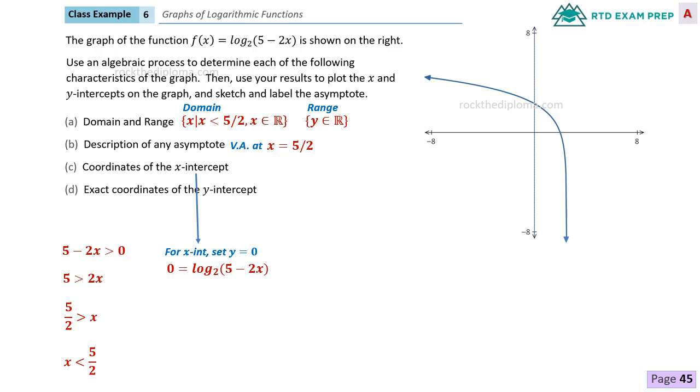In order to find an x-intercept, we must replace our y with a value of 0. Here, we have 0 equals log base 2 of 5 minus 2x, and so we convert this into exponential form by putting the 2 that is the base as the base under 0, the exponent. So we get 2 to the 0 equals 5 minus 2x. 2 to the 0 is 1, and now we'll work to isolate the x. This means that when y is 0, x is 2, that is our x-intercept.